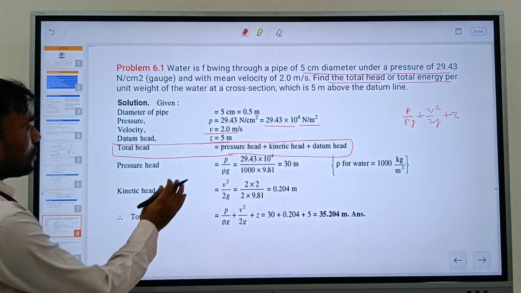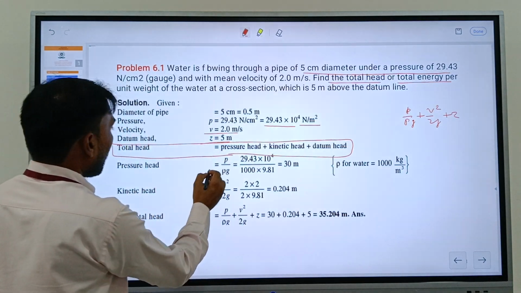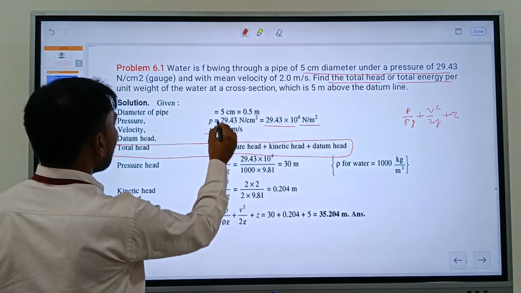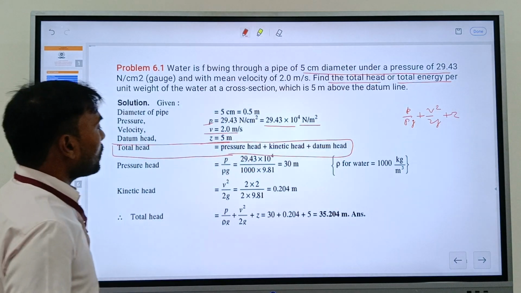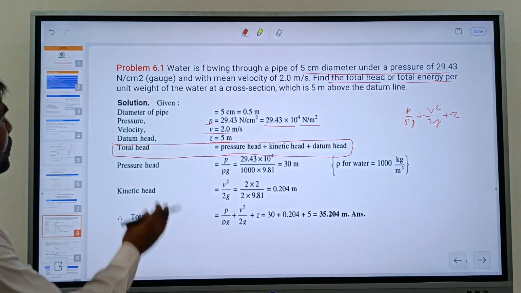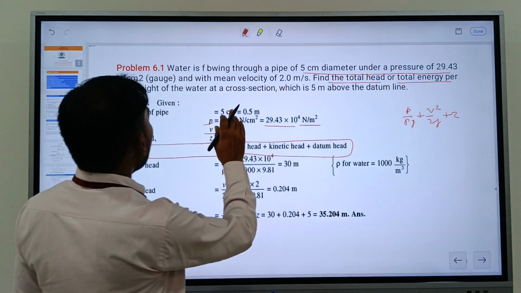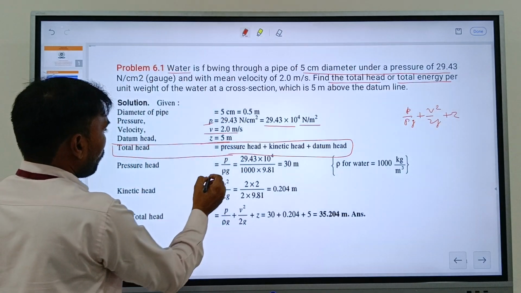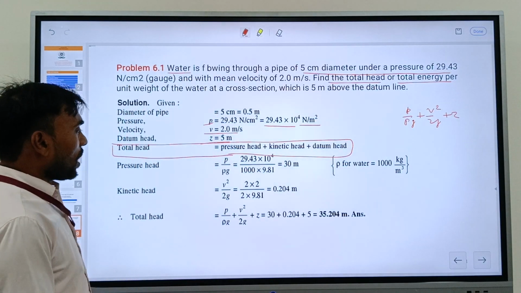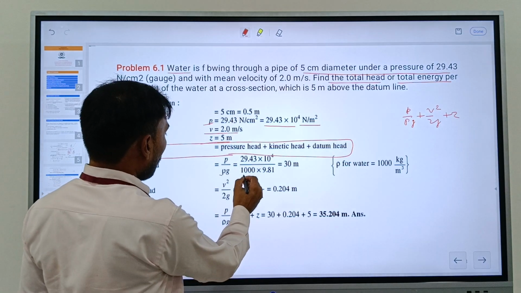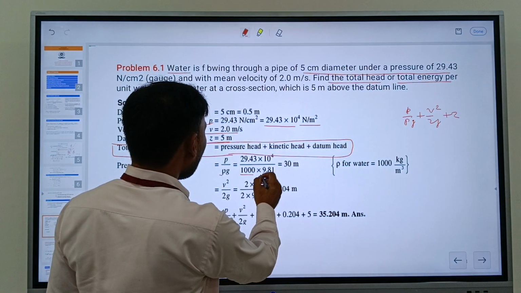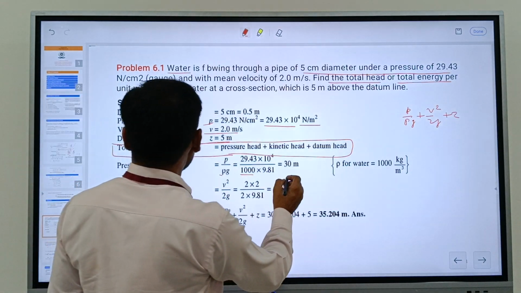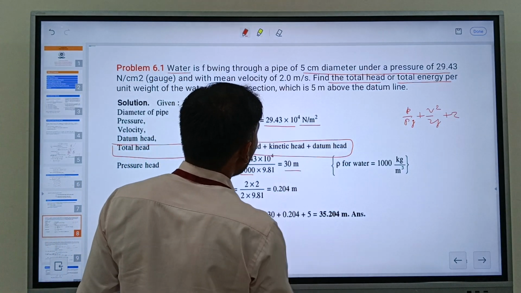So let us consider individual values. Pressure head can be calculated using P by rho g. So P value is given here. Rho is the standard value in case of a given fluid. If fluid is mentioned here, then the value is given. So fluid is water, means value will be 1000 kilogram per meter cube in SI system. So put this value, and g has a standard value. So further if you solve it, then pressure head will be 30 meter.